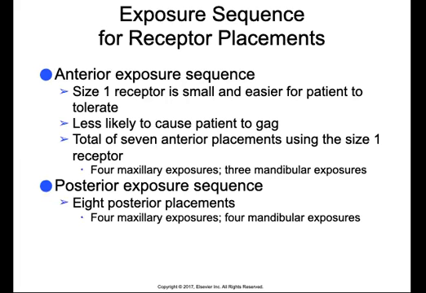So if you're taking an anterior exposure sequence, a size 1 receptor is small and easier for the patient to tolerate, and this is going to be less likely to cause them to gag. So there are going to be a total of 7 anterior placements using the size 1 receptor. So you're going to have 4 for the maxillary or upper arch, and then 3 for the mandibular or lower arch. For the posterior exposures, you're always going to have 8 posterior placement exposures, 4 on the top teeth, and then 4 on the bottom teeth.